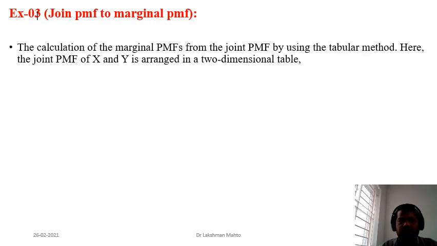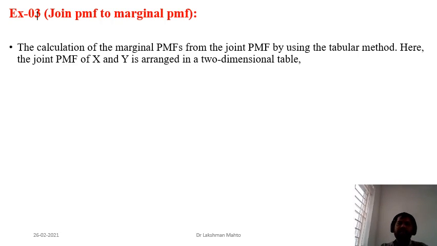So this example you have already seen that. So what is the calculation perspective? I had already mentioned that calculation of marginal probability mass function from the joint probability mass function we can do if the sample space is very small. In case of a discrete random variable, it always happens to be small.